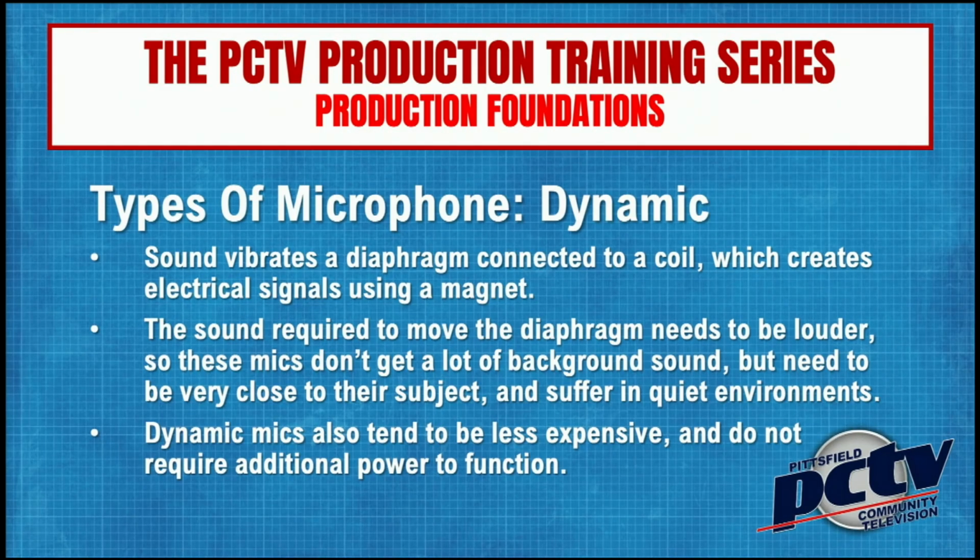The difference between these two microphones is in the way that the microphone takes sound and transforms it into an electrical signal that gets sent down a wire. Diaphragm microphones are some of the most common microphones out there. As demonstrated in the video, sound vibrates a diaphragm connected to a coil, which then creates an electrical signal using a magnet and sends it down an audio wire.